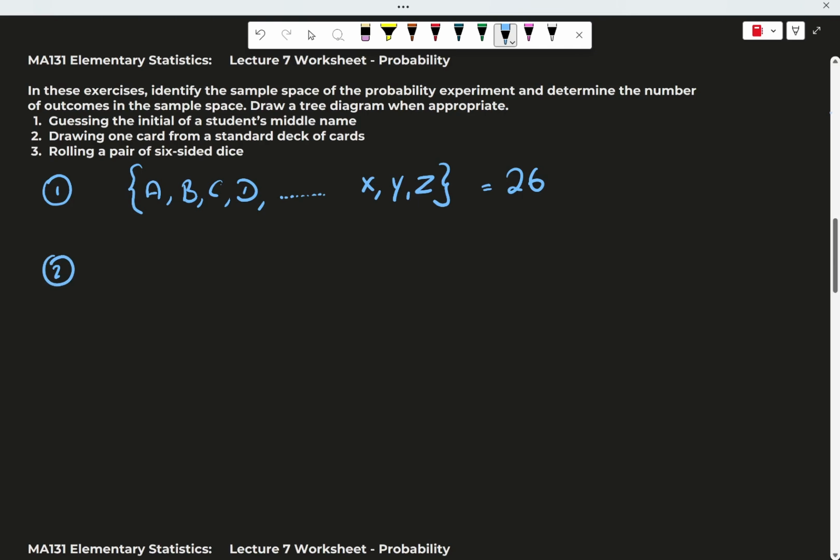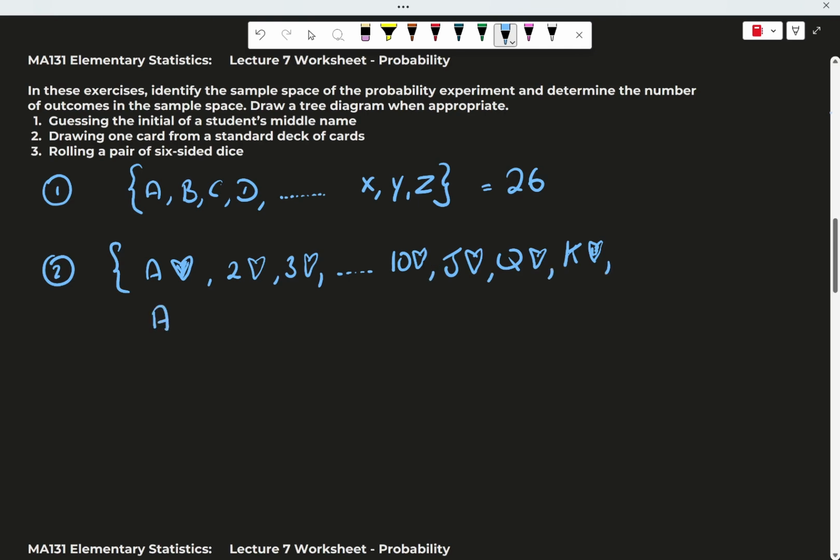In number 2, if you were to draw a card from the standard deck of cards, I'm not going to write all of these out, but you can have the ace of hearts, lovely little heart. You can have the 2 of hearts, the 3 of hearts, the 4 of hearts, the 5, all the way up to the jack of hearts, queen of hearts, and the king of hearts. That's 13 different. Let's stick the 10 in there so it's obvious that it goes ace, 2, 3, 4, 5, 6, 7, 8, 9, 10, jack, queen, king.